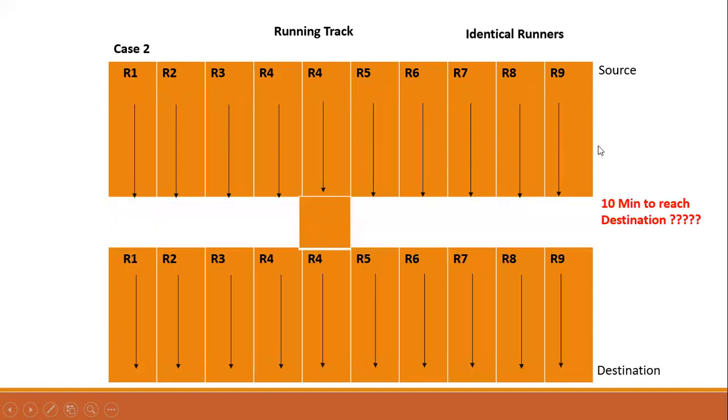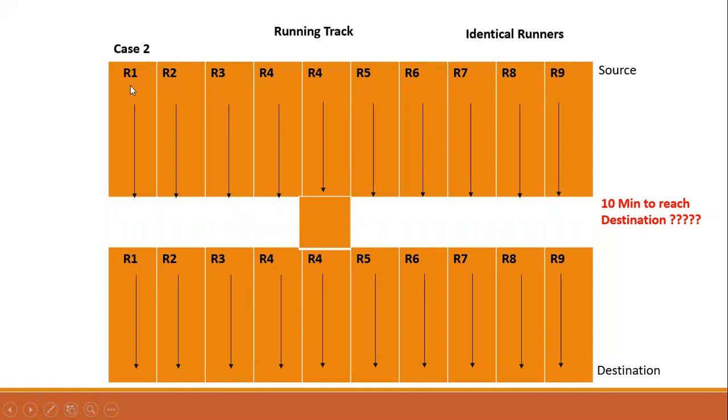Now, let us go to another case. This is case number 3. Here there are 3 sets of tracks. The length from source to destination is the same, but the runners have a dedicated track only until this point. Once they reach here, they have to use this tunnel to cross this particular border and reach the dedicated track again.